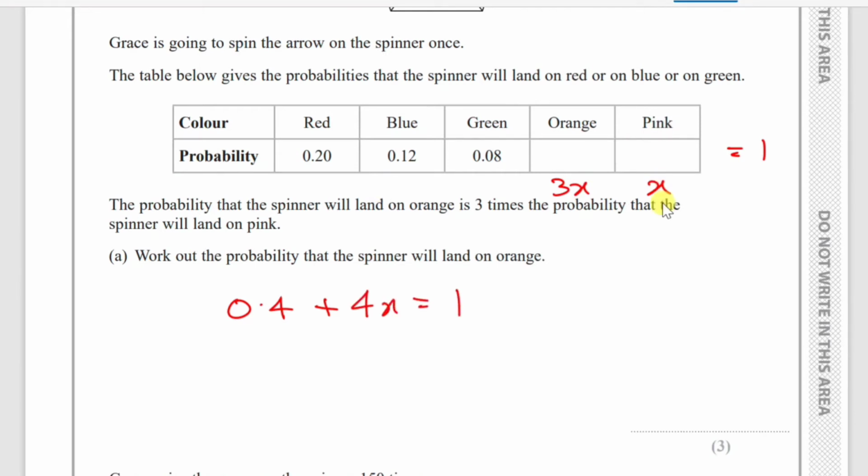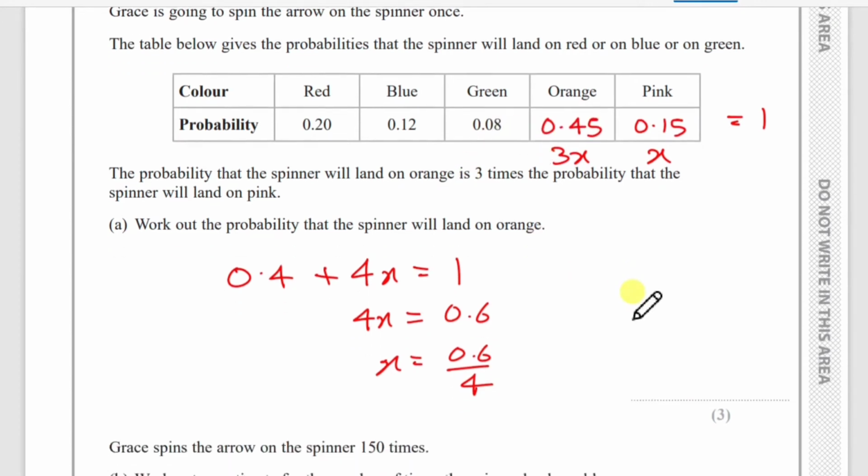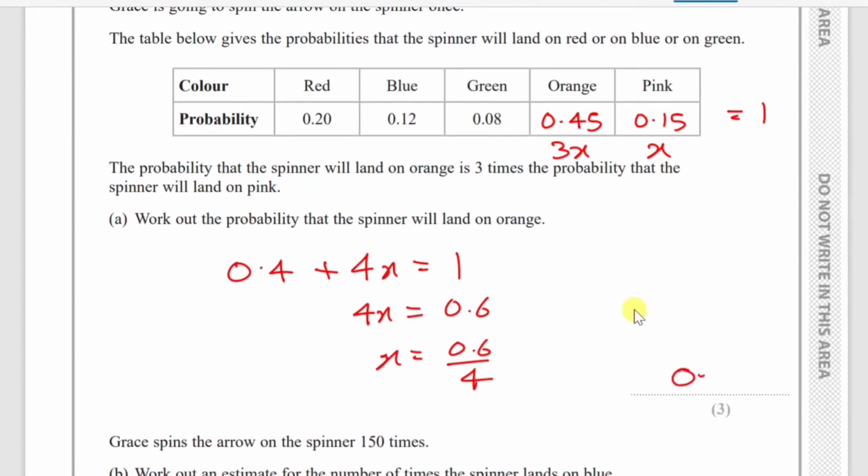Now all you have to do is rearrange it and make x the subject. So take away 0.4, and you're left with 4x equals 0.6. On the calculator, x is going to be 0.6 divided by 4. You should get 0.15. So x is 0.15 here. That means for 3x, you times it by 3, and you get 0.45. And that's it. That should give us the result. They want the orange figure, so 0.45.